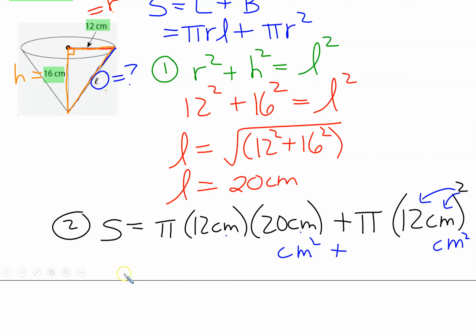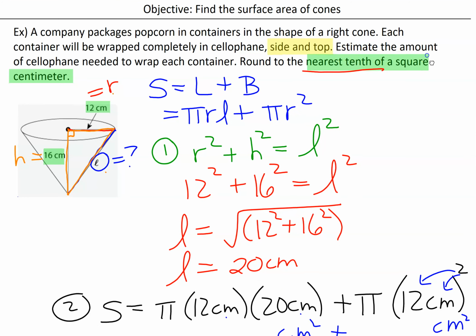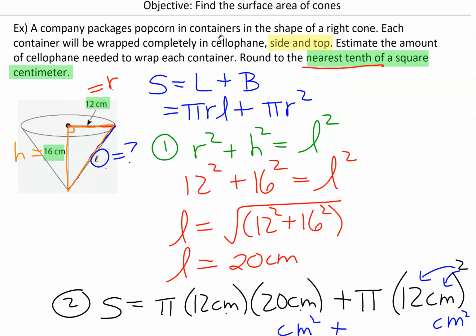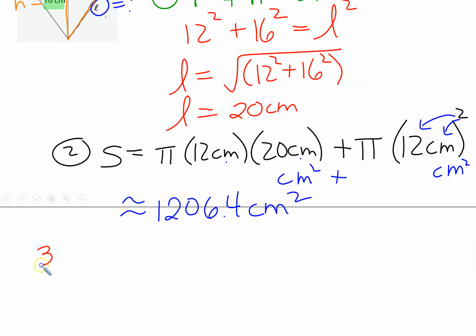All right, so if you are doing the calculation with me, hopefully you are coming up with the same number I am. And so again, remember we were rounding to the nearest tenth at this point, and we should be getting 1,206.4 square centimeters. So now we would be ready to write our conclusion. So let's go back and take a look at what this was about again. So what does this represent? So we are estimating the amount of cellophane needed to wrap each popcorn container. All right, so that is going to then give us our conclusion.